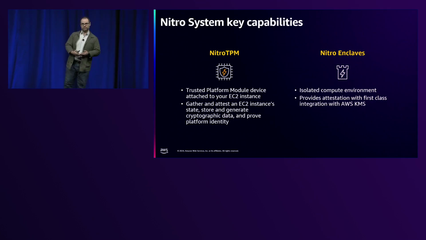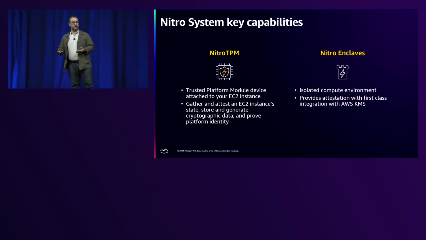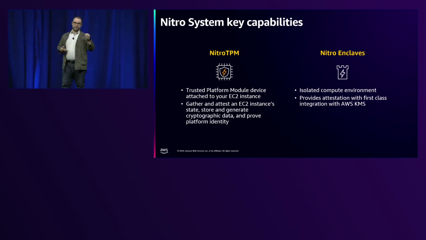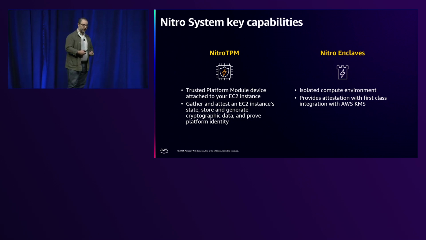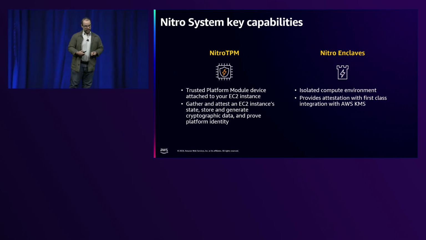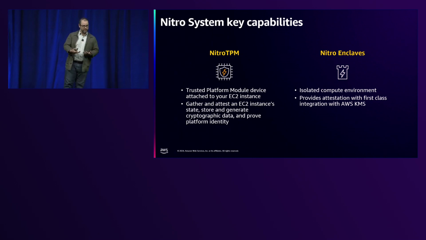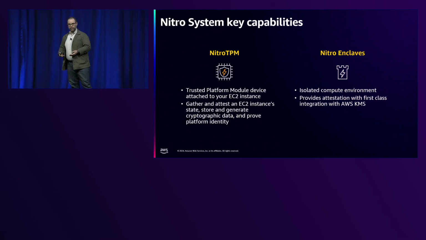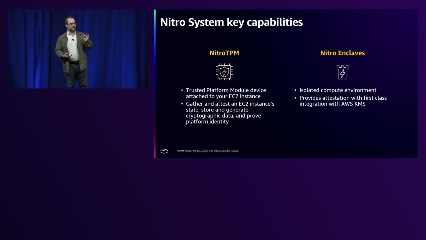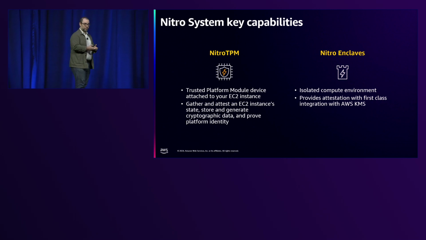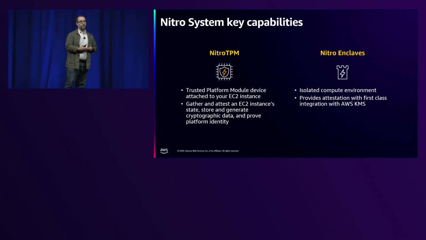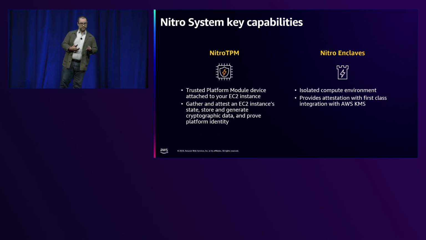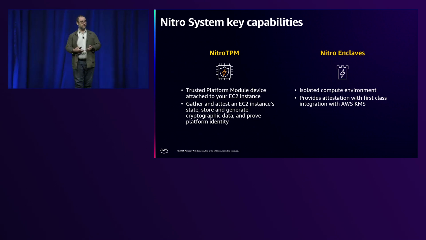So a couple of capabilities in the Nitro system are valuable to understand as base primitives that can be really important for a truly secure generative AI infrastructure application. That is Nitro TPM, which is a standard compliant TPM 2.0 device that is available to EC2 instances. This allows an EC2 instance to gather and attest its state, to store or generate cryptographic data, and to remotely prove its identity at a cryptographic level to a remote system. Nitro Enclaves, that I mentioned earlier, allows the establishment of an additional isolated compute environment within an EC2 instance boundary, and also provides attestation, which in this case has a first-class integration enabling it to communicate with KMS. That's our key management system.